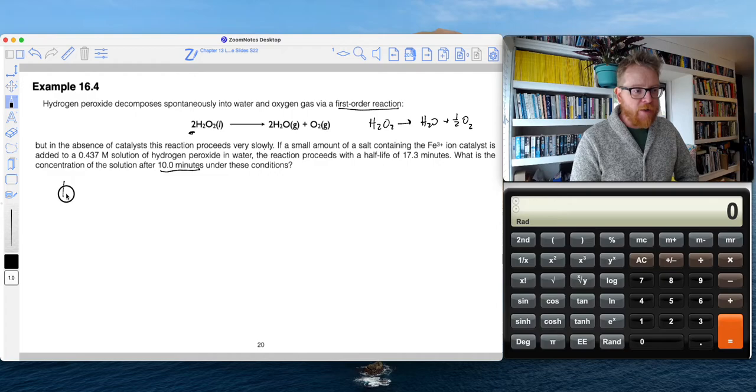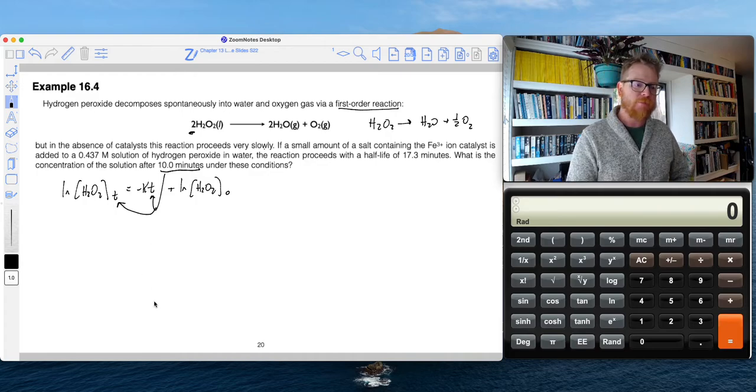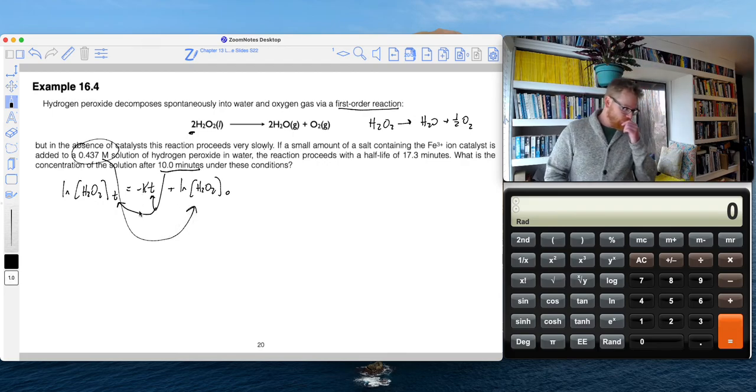So our integrated first order rate equation is natural log, and we'll fill that in for this hydrogen peroxide case. Natural log of H2O2 at time t equals negative kt plus the natural log of the initial hydrogen peroxide concentration. And if we look at everything that we have here, we can see 10 minutes, that's going to be our value for t, which means we need that concentration of hydrogen peroxide at that time. That's what that t means. We have the initial concentration, 0.437 molar, but what we're missing is k. We need the rate constant.